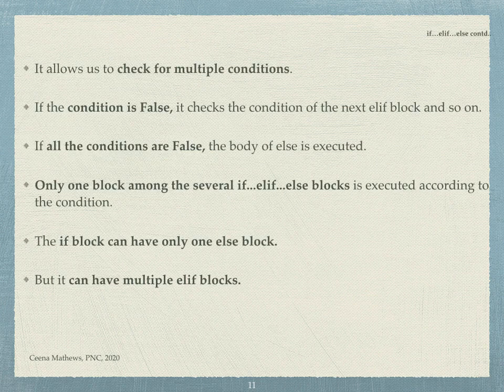That is, it allows us to check for multiple conditions. If the condition is false, it checks the condition of the next else if block and so on. If all the conditions are false, the body of else is executed. Only one block among the several if else blocks is executed according to the condition. And the if block can have only one else block, but it can have multiple else if blocks.